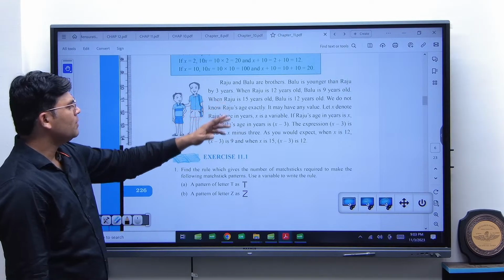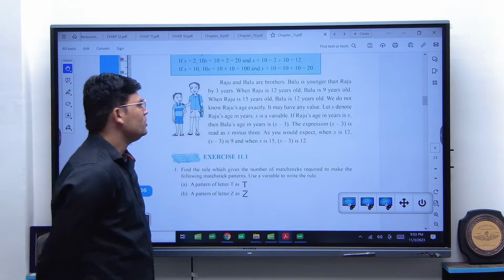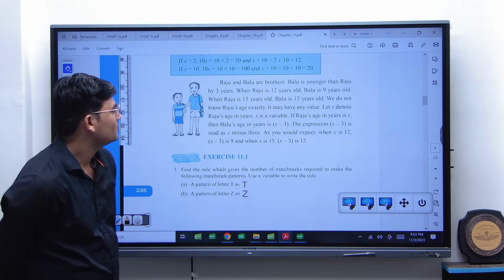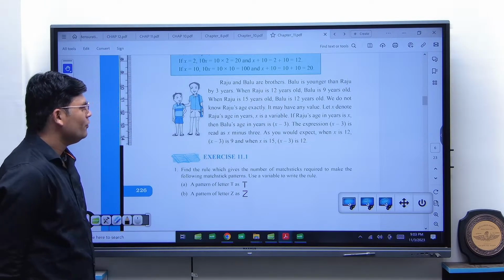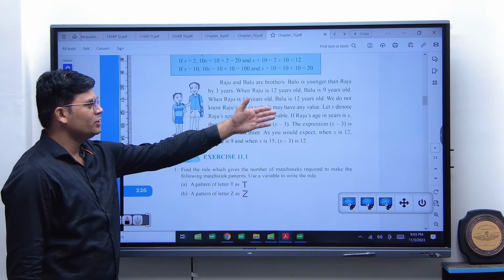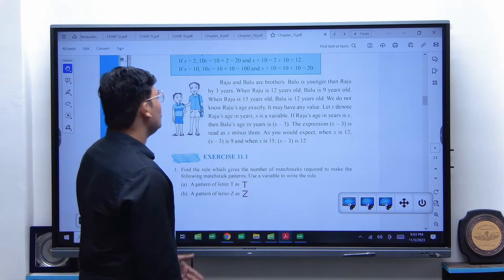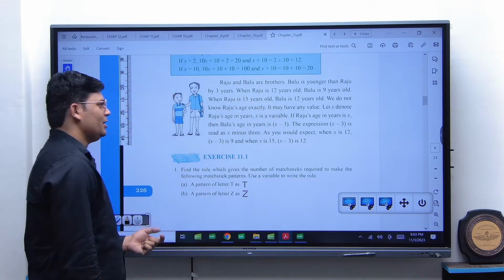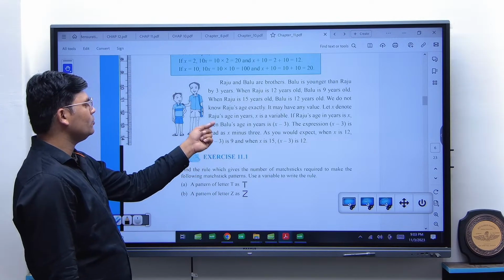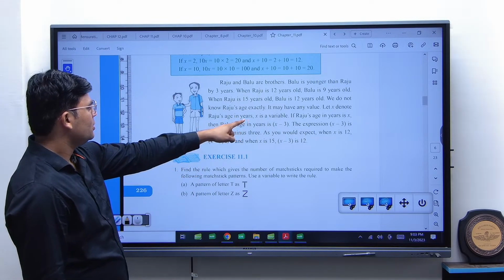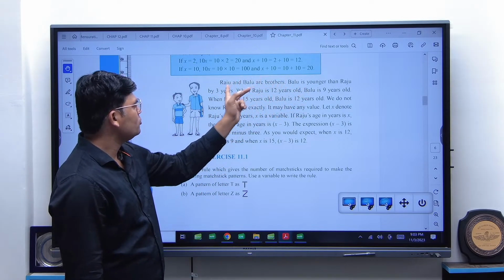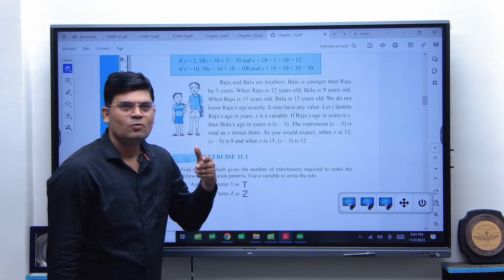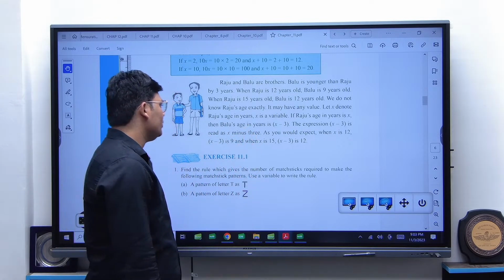Okay, Raju and Balu are brothers. Balu is younger than Raju by 3 years. When Raju is 12 years old, Balu is 9 years old. When Raju is 15 years old, Balu is 12 years old. We do not know Raju's age exactly. It may have any value. Let x denote Raju's age in years. So x is a variable. Now Balu is younger than Raju by 3 years. That means what will be the age of Balu? Can you tell me?